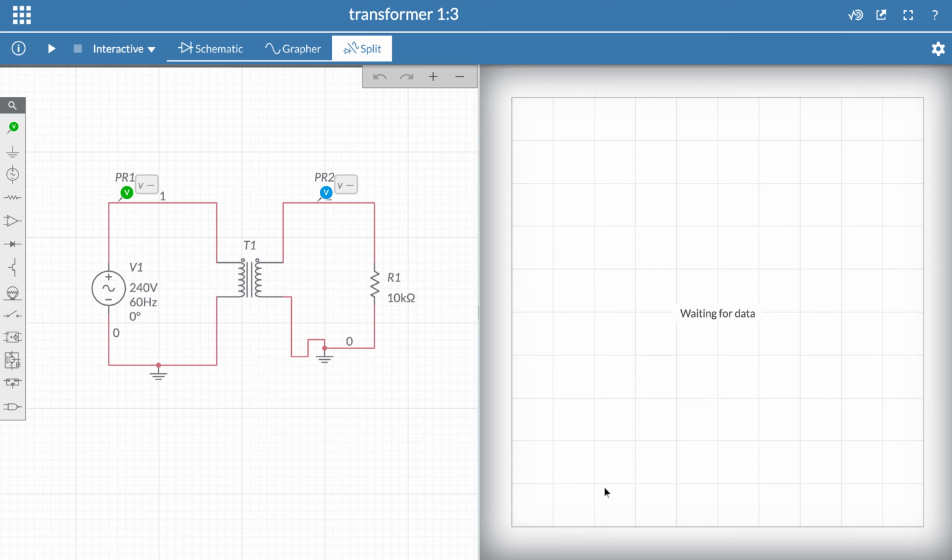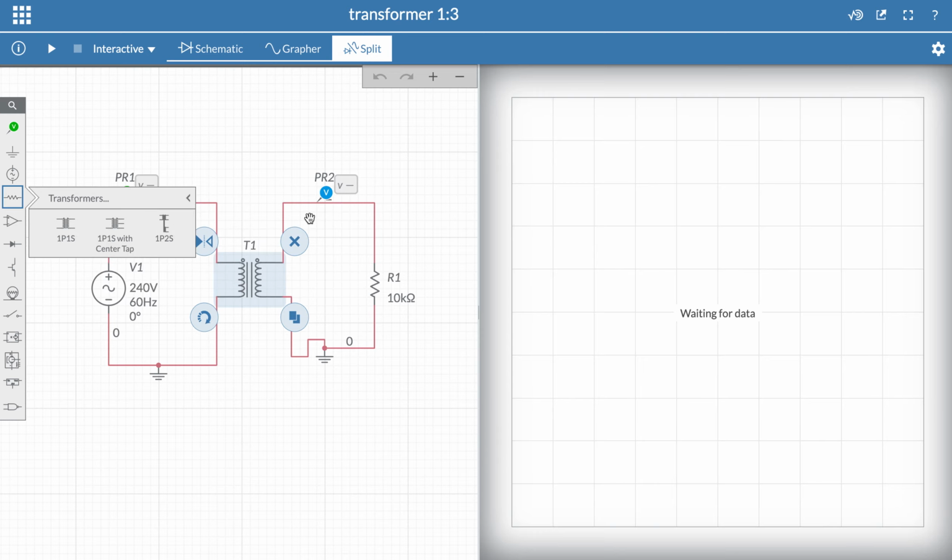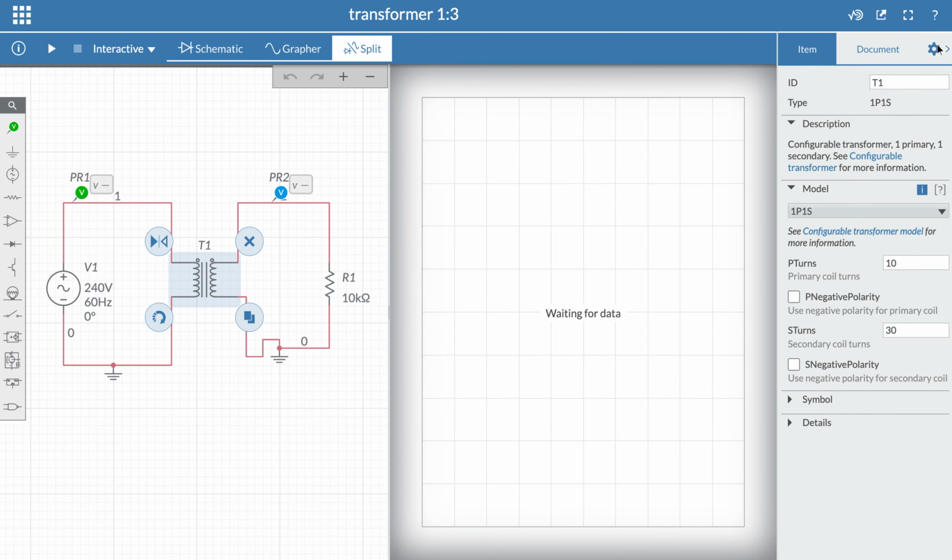To simulate a transformer circuit, you need to build this circuit. Here is the transformer. You get it from the basic components menu, the passive. It's here, transformers. Then you choose this type, 1P, 1S, one primary, one secondary transformer. Here, as per the question, make sure that you make the turns ratio 1 to 3.